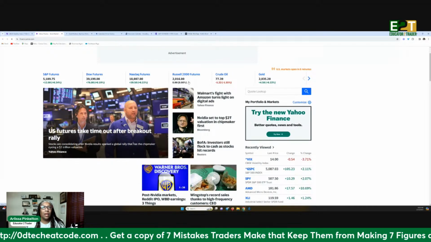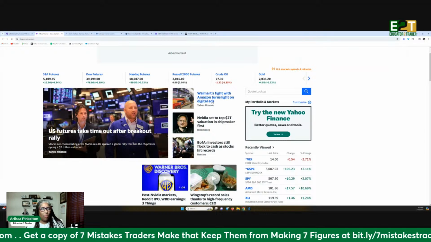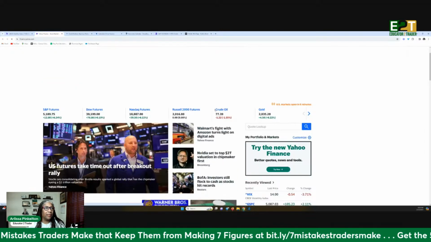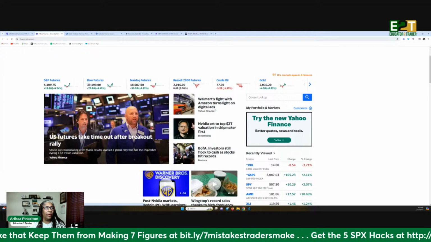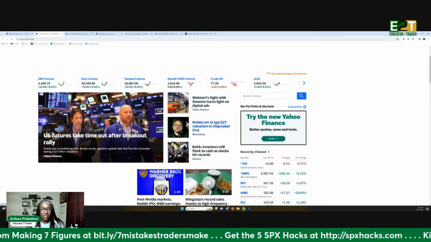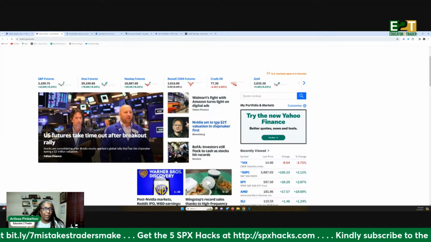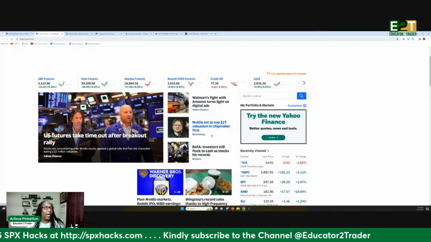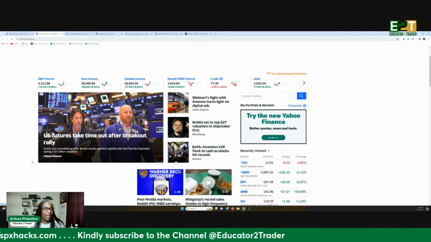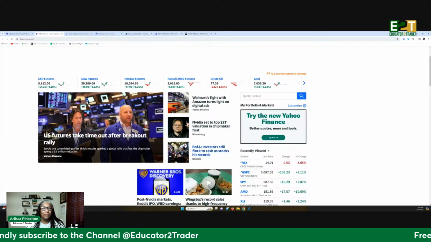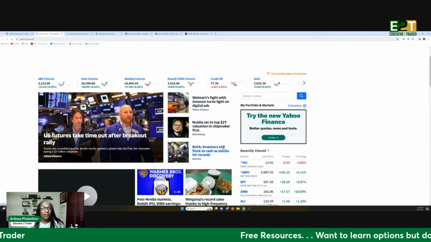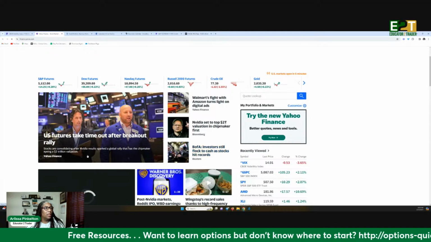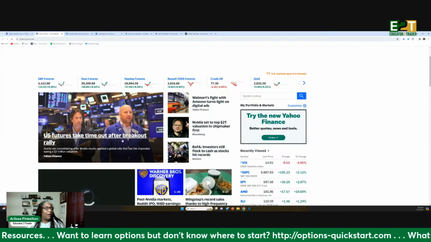Walmart's fight with Amazon turns a light on digital ads. I think Walmart did something where they could tell their ads people exactly which ad is going to do it, like what was the conversion on a particular ad and where did it convert. So I think that was something other people hadn't been doing yet. It's kind of giving more ad data. NVIDIA set to top 2 trillion valuation in chip maker first. Bank of America: investors still flock to cash as stocks hit records. U.S. futures take time out after a breakout rally.